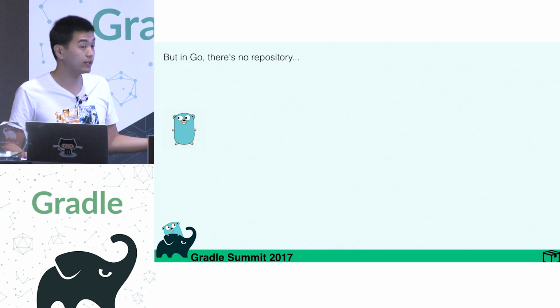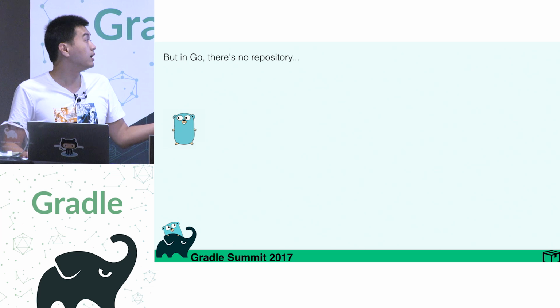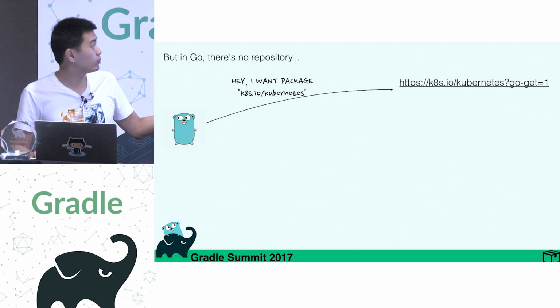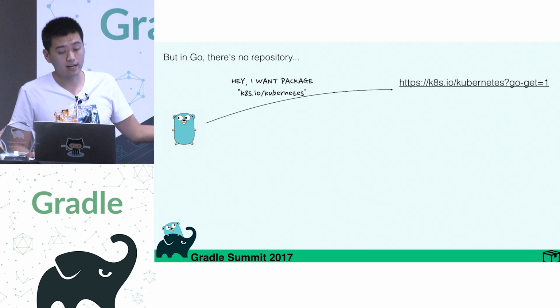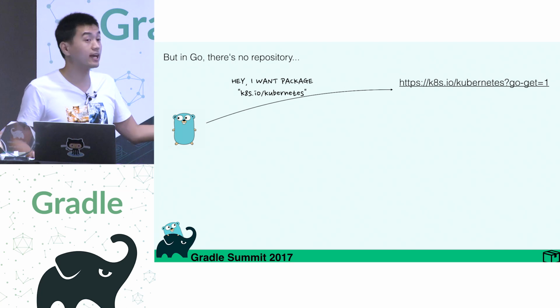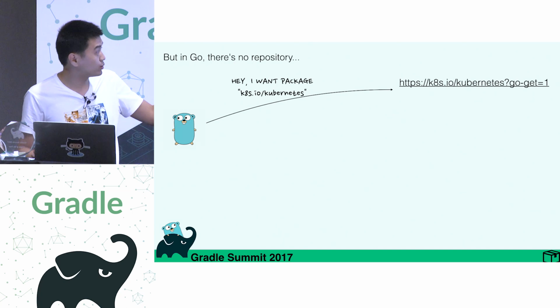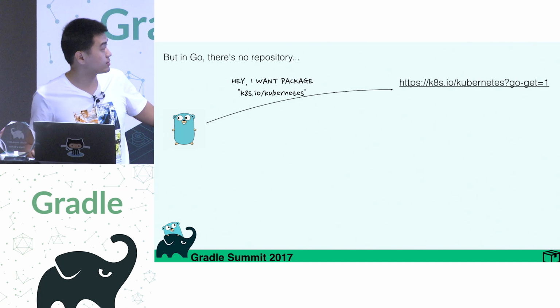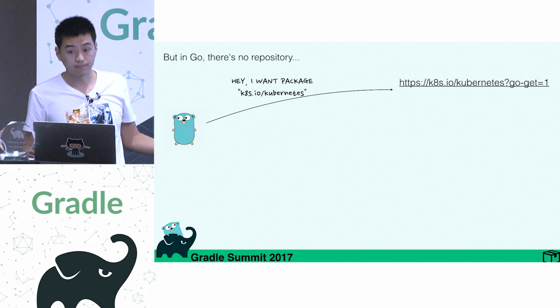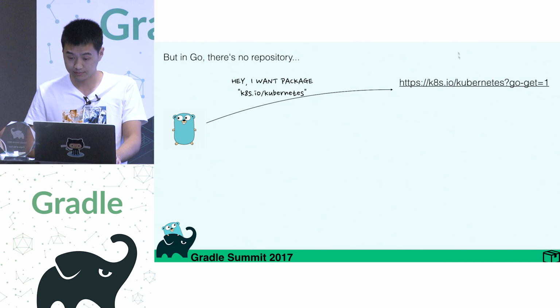So how can we get the code via the package name? Suppose we need a package named kubernetes.io kubernetes. How can we get that code? Go will try to access this URL. This URL is just the package name plus go-get equals 1. And let's see what's in it.